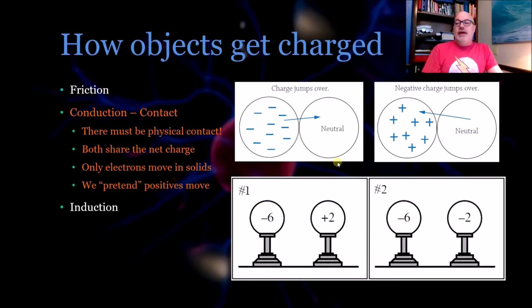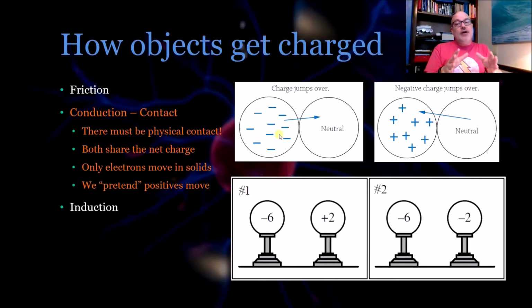Okay, conduction. The key thing is there must be physical contact. So I like to put down the word contact with conduction to remind you that there has to be a connection. Otherwise, these physical things, protons and electrons, don't just magically jump. There has to be an electrical connection between the two. When we have contact, they share the charge, so the net charge will be distributed between the two objects.